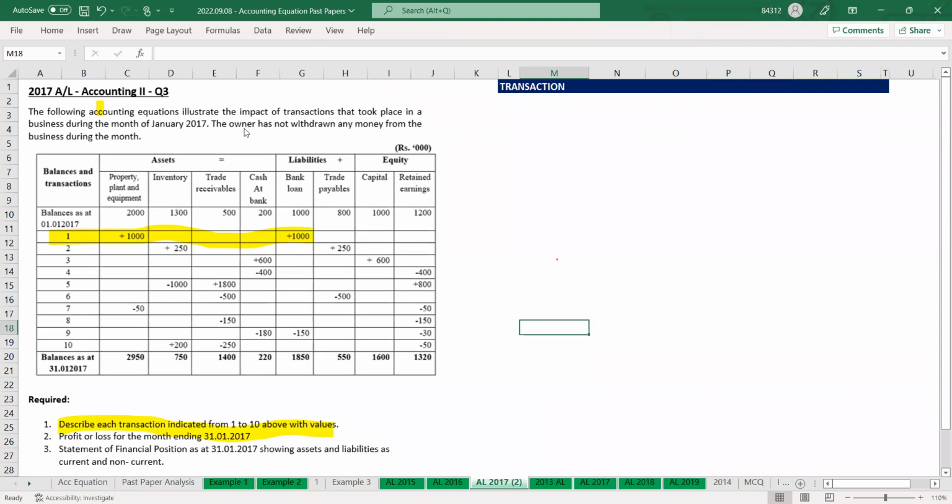So here at the beginning, they have mentioned the owner has not withdrawn any money from the business during the month. Has not withdrawn any money, so no drawings. Transaction number 1, PPE increase and the bank loan increase.